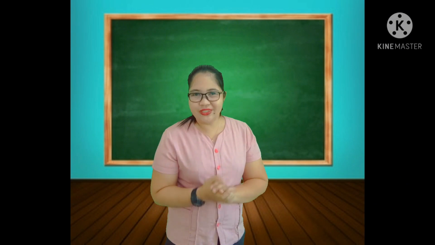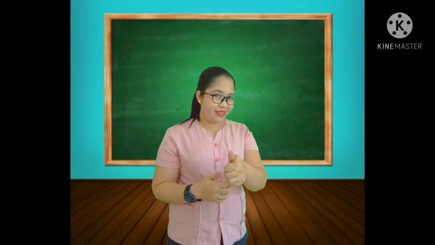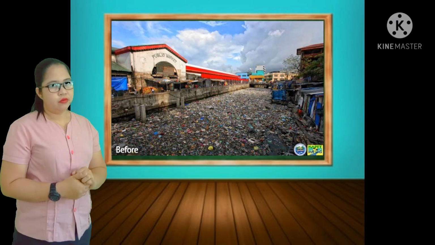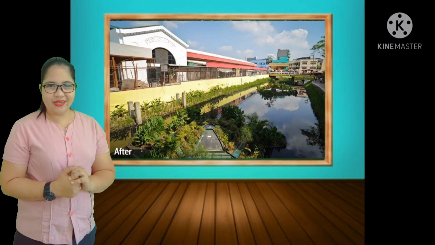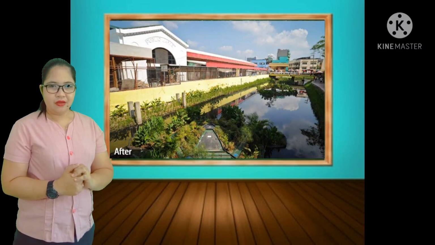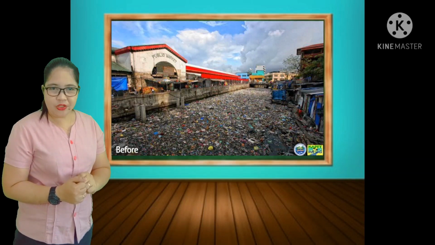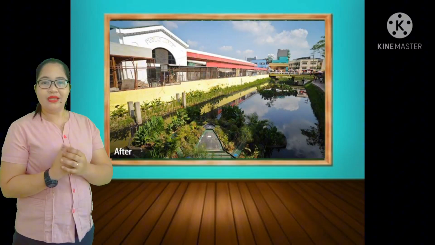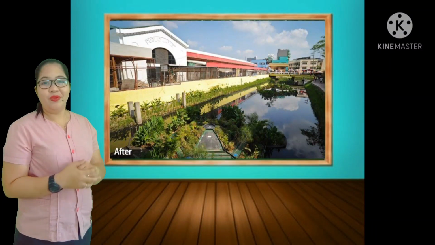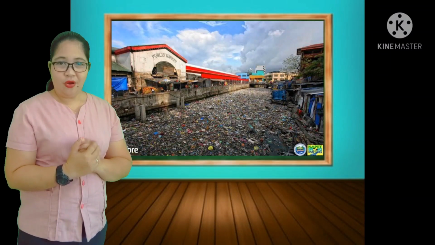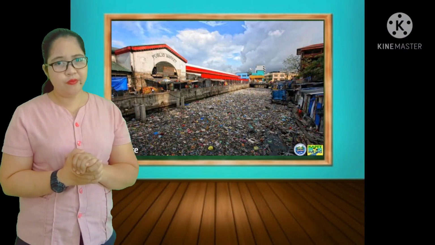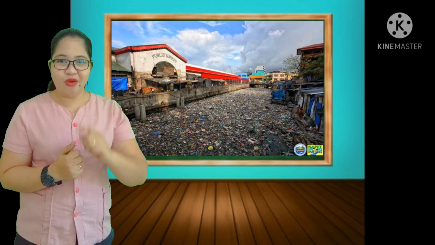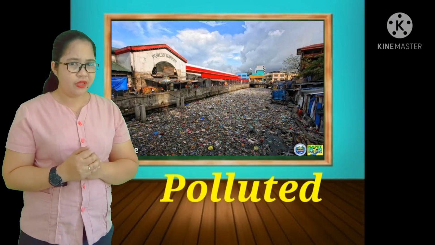So, let's go to the next lesson. Are you ready? Okay, so now look at this picture. What did you see in the picture? Yes, there is a picture of a river which is full of garbage and a river with no garbage. This is the picture of Ilog Pasig. So what happened to the river when it is full of garbage? Yes, very good. It becomes polluted.